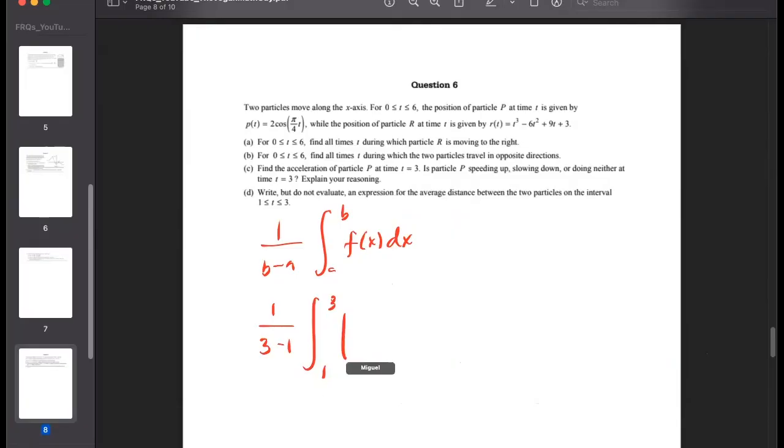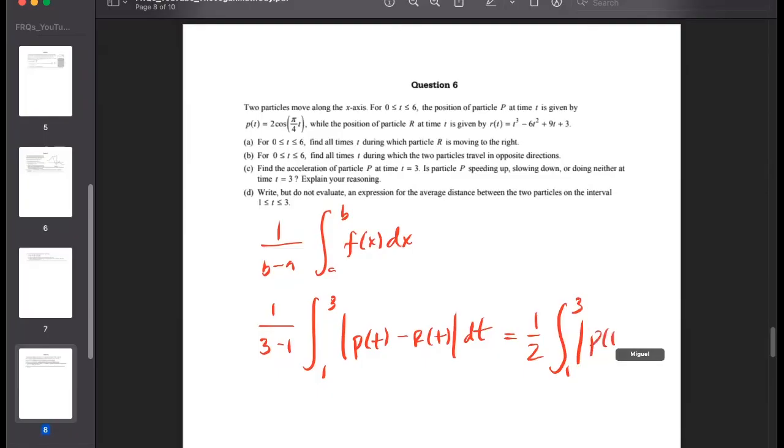So I'm just going to take the distance between P of t minus R of t. Now, I don't know which one's in front, which one is further away from each other. So this is why I'm going to take the absolute value, because it's just going to give me the distance. Whether it's a positive or negative distance, taking the absolute value will give me the distance between the two particles. And they don't want us to evaluate this, so we're good. This is where we leave it. This is where we finish it off. Maybe we simplify and do 1/2 integral from 1 to 3 of absolute value of P of t minus R of t dt. And we're done.